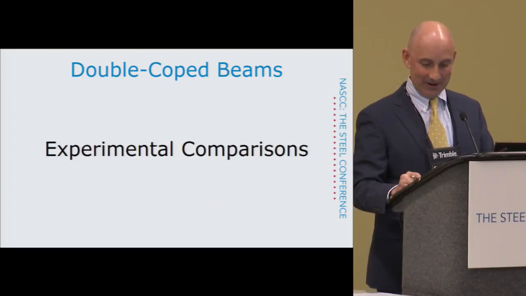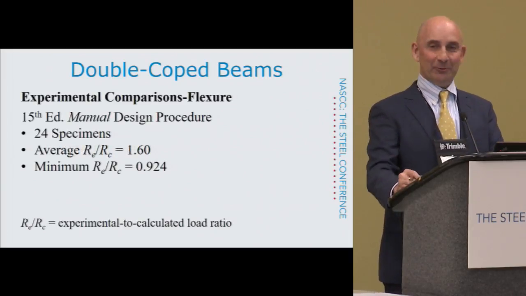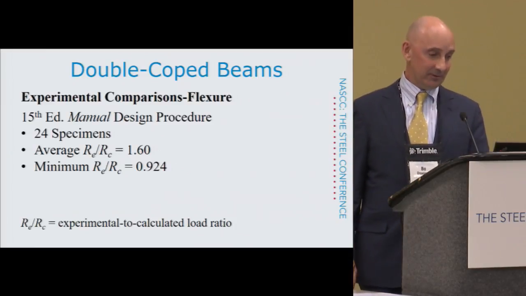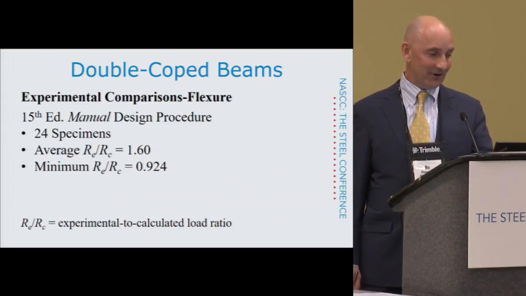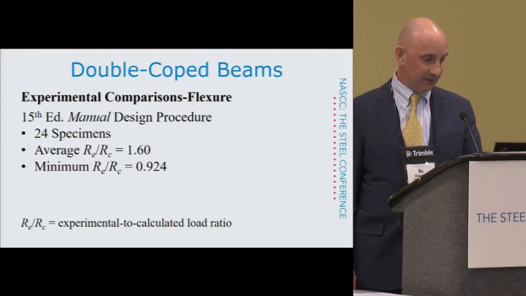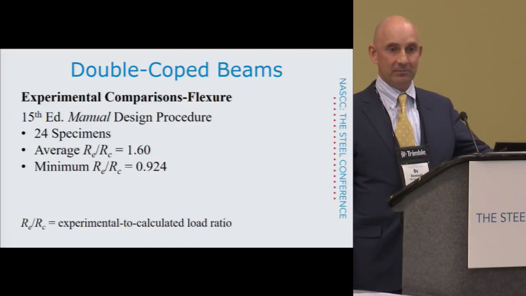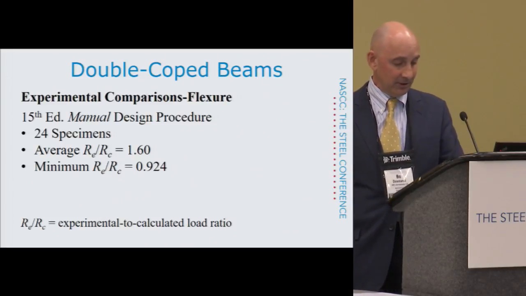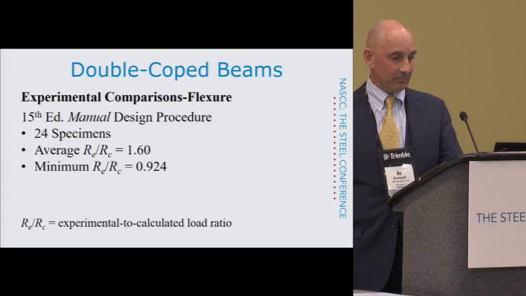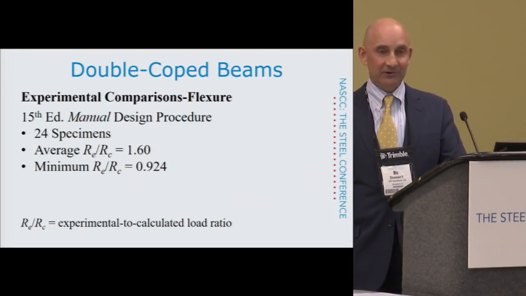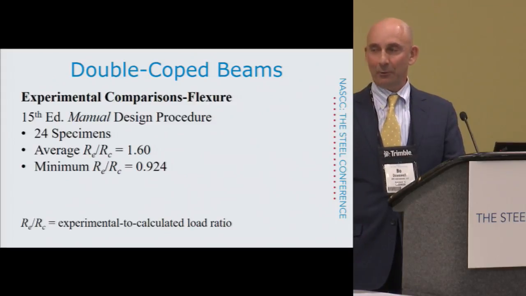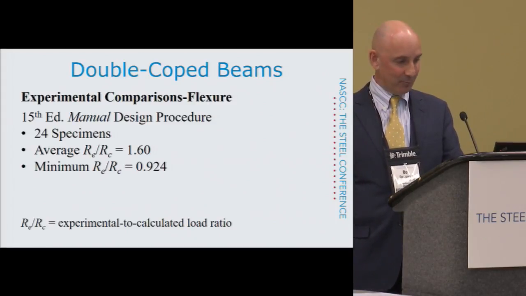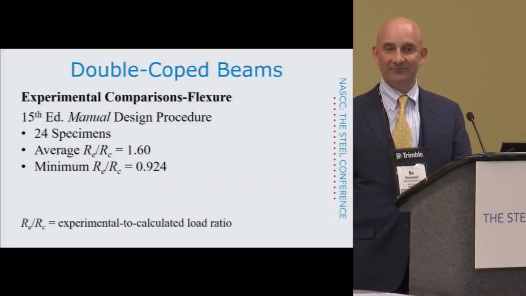All right, we'll try and catch up now. I don't think we're too far behind. Experimental specimens, experimental comparisons, 24 specimens. I was shocked to find 24 specimens. I can't even remember where they all came from. I know Alberta did some, and there were no actual test specimens in the original report. So we ended up with what I would think of as a conservative average experimental to calculated ratio using the nominal strength of 1.6. But the standard deviation was pretty high, and we ended up with a minimum experimental to calculated of 0.924, which is greater than the phi factor.